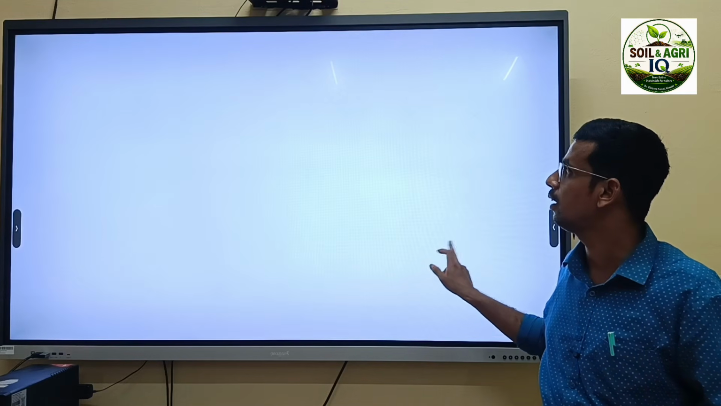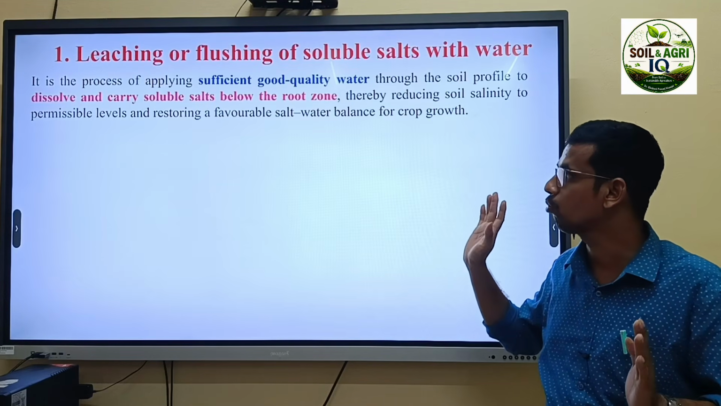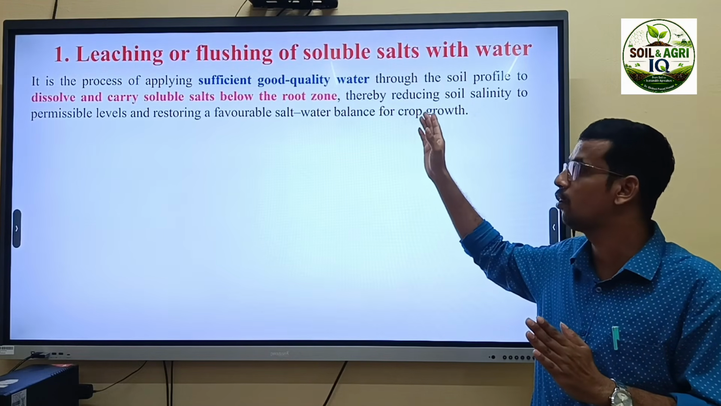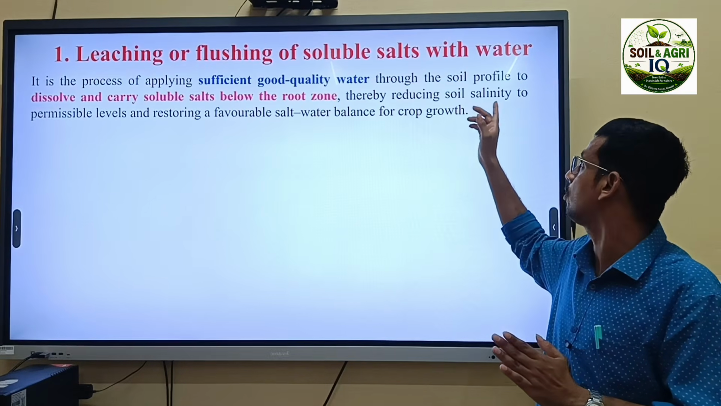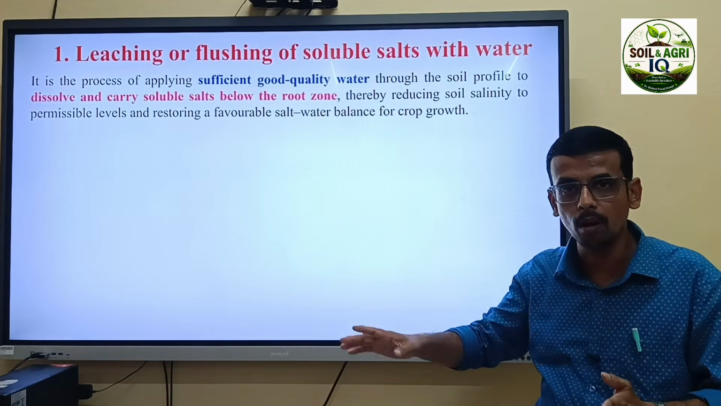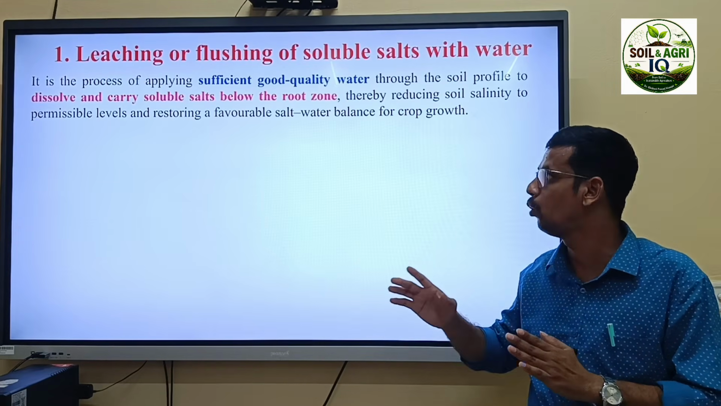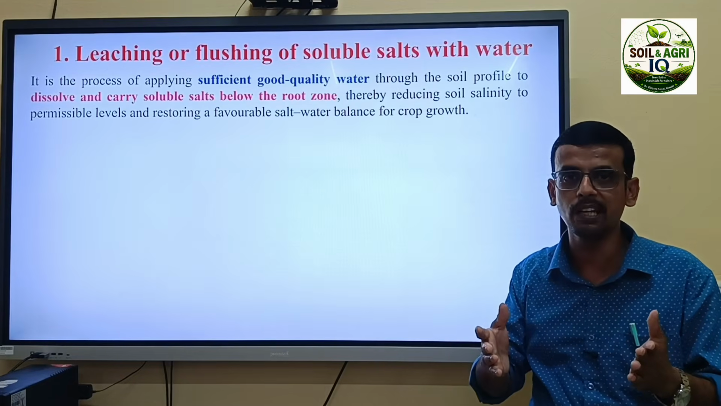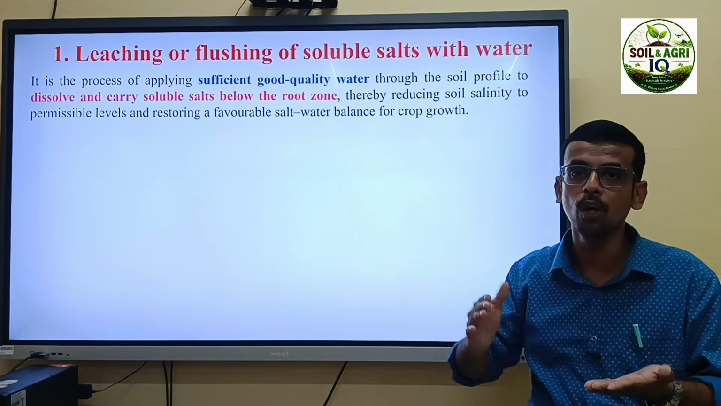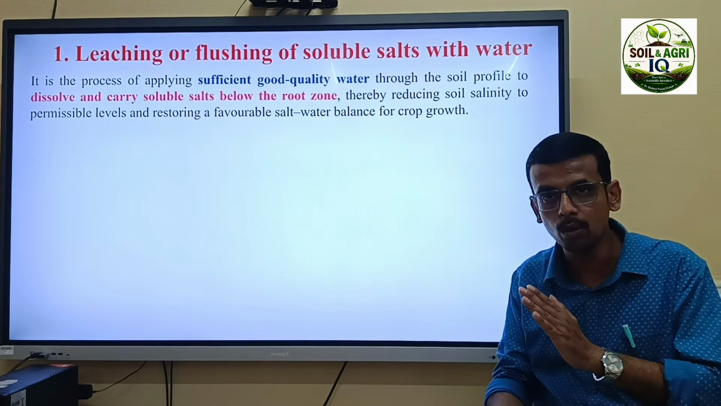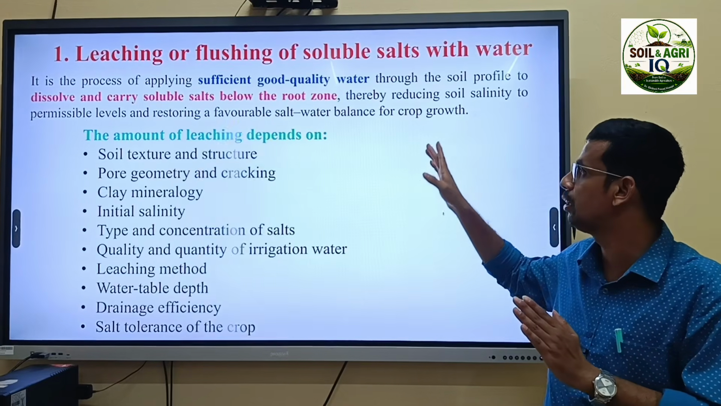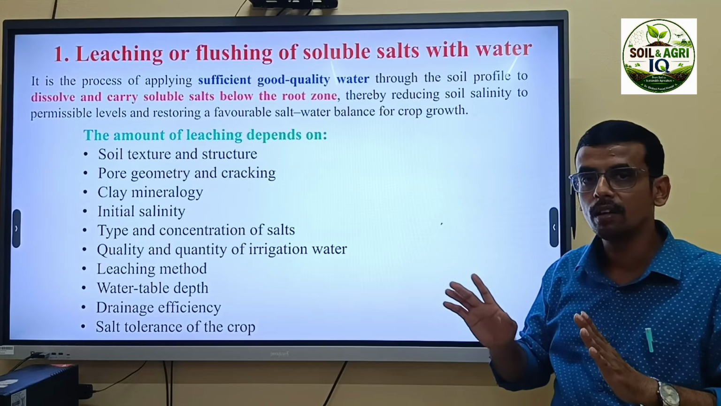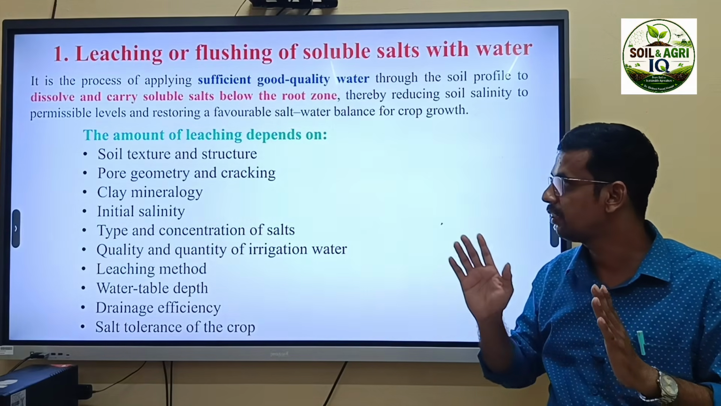So coming to number 1, leaching or flushing of the soluble salt. It is the process of applying sufficient good quality water through the soil profile to dissolve and carry the soluble salt particles below the root zone. Our motto, from an agricultural point of view, is to leach the soluble salt below the root zone, thereby reducing soil salinity. So the amount of leaching depends on things like soil texture and structure.